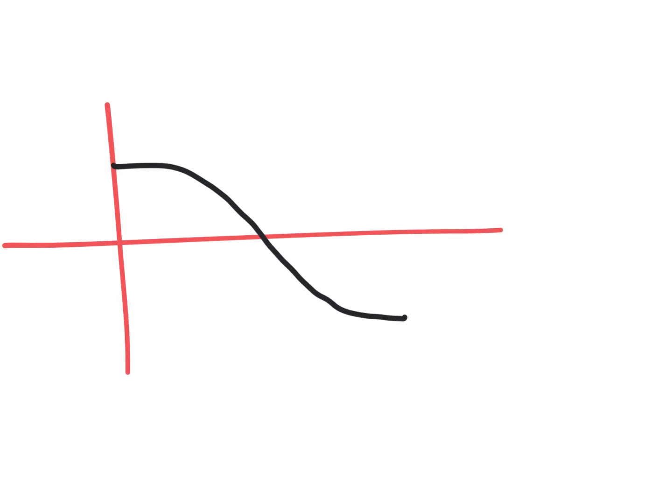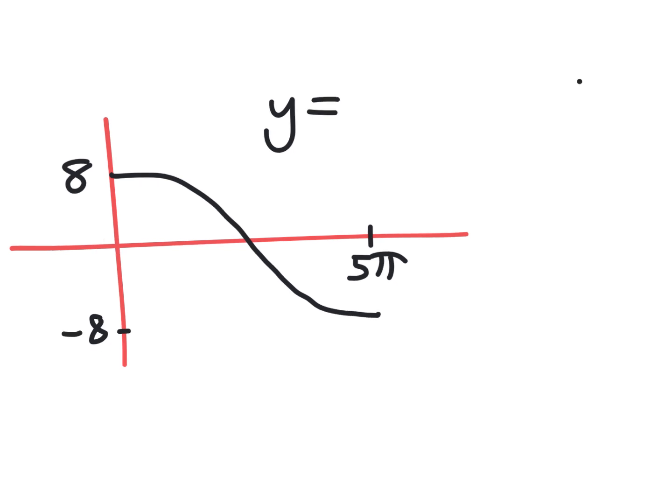I'm halfway done with, well, one of the functions. And I'm at 5 pi. This is an 8, and this goes down to -8. What's the equation for this one? Okay, so it's a tricky one. I only give you half the graph, but you have to be able to extend this in your head and say, what would it have ended at? And it would have ended at 10 pi, and therefore its period is 10 pi.